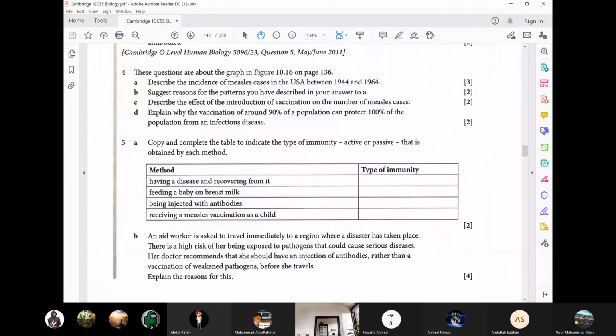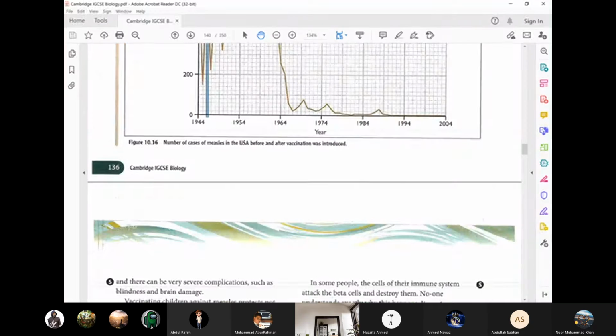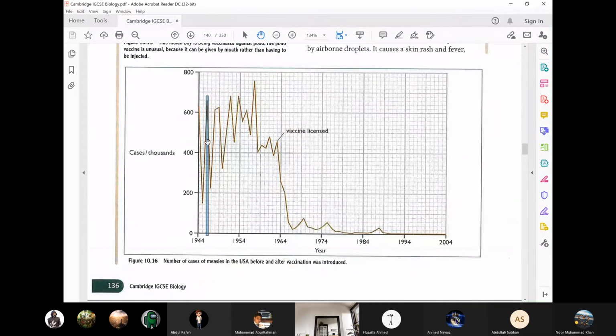Next question. Suggest reasons for the patterns you have described in your answer to A. Why are the numbers increasing and decreasing? Can anyone think of any answer, boys? Please tell me.